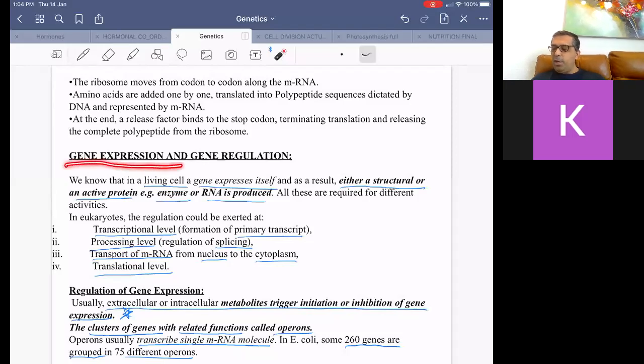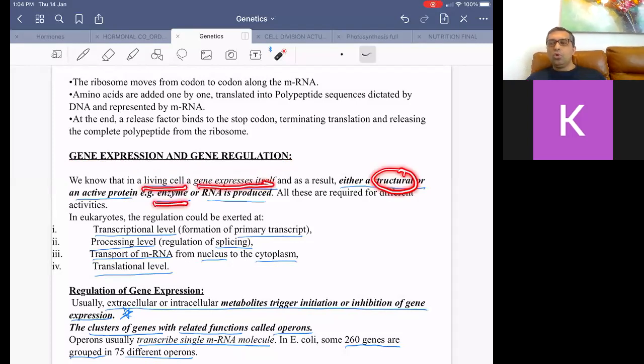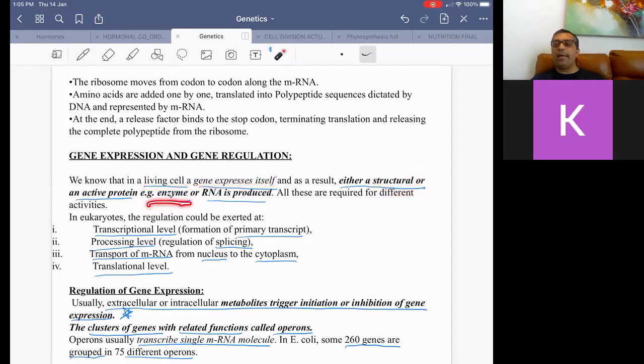What is gene expression and gene regulation? A living cell has a gene which expresses itself to form either a structural protein or an enzyme. So, a gene will undergo transcription to form an mRNA, and mRNA will form a protein. It could form structural proteins like keratin, actin, myosin, etc. Or enzymes, which are chemically proteins, are produced.